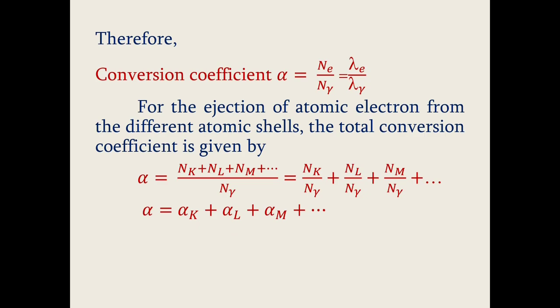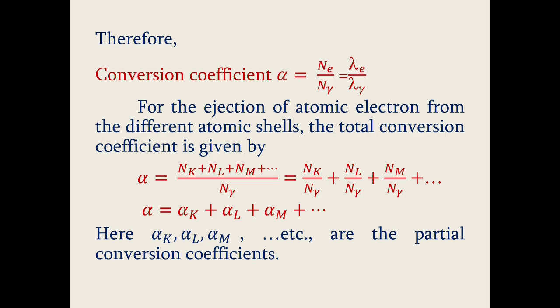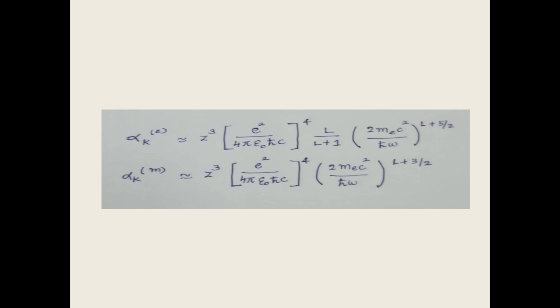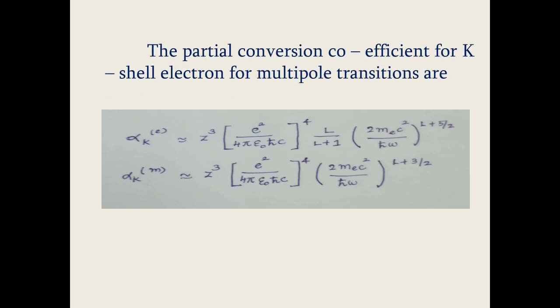So each term can be written as: Nk by N gamma is written as alpha K, Nl by N gamma is written as alpha L. So we have the total conversion coefficient alpha equal to the partial conversion coefficient corresponding to the K shell, plus the conversion coefficient for the L shell, plus the conversion coefficient of the M shell, and so on. And we call alpha K, alpha L, alpha M the partial conversion coefficients. So there are two equations here.